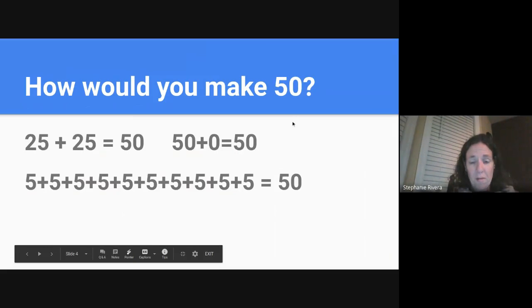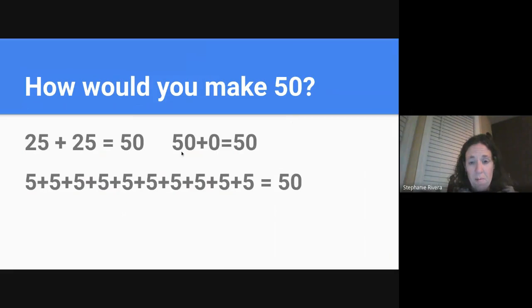All right, how would you make 50? I know this is a pretty common one people like to do. 50 plus 0. You're right. 50 plus 0 equals 50. Here's these 2 quarters. 25 plus 25 equals 50. Right? We have half, half, and then there's our whole. Now here's our 5. 5, 10, 15, 20, 25, 30, 35, 40, 45, 50. And we make our number 50.